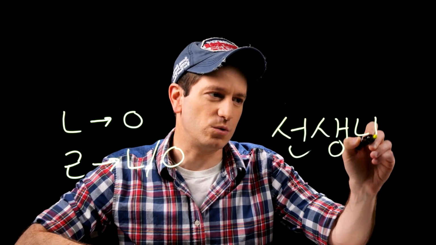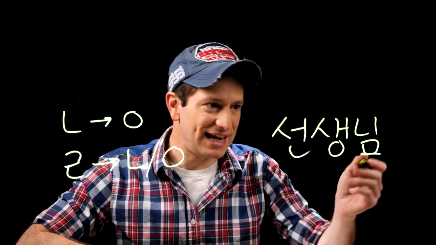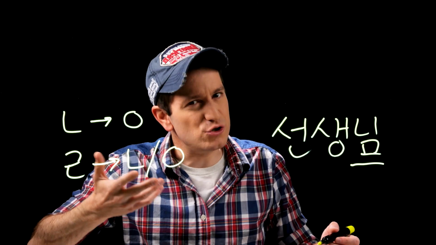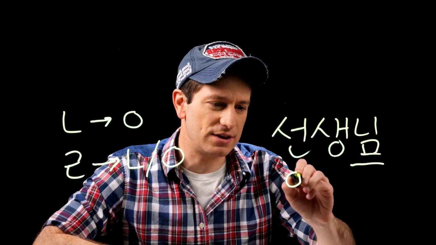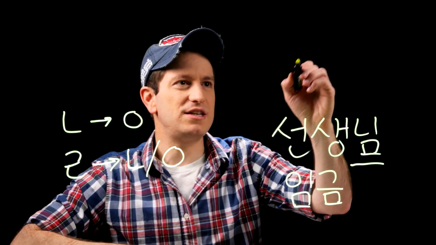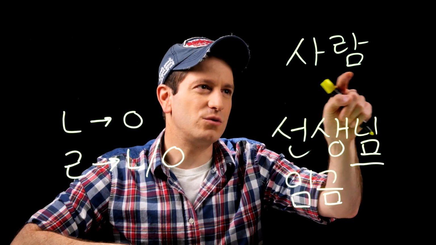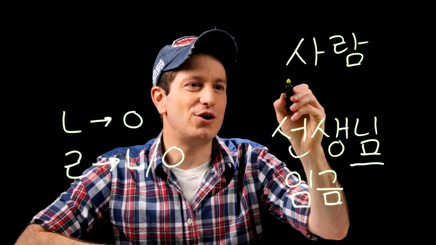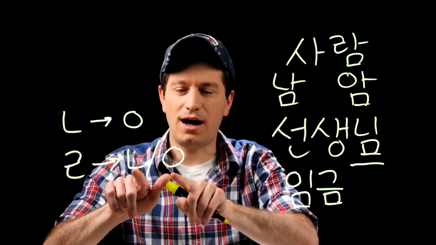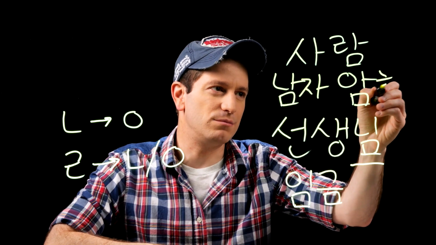If someone uses the word 선생님, the next person does not necessarily have to use a word that starts with 님. They have the option to, and usually will, use a word that starts with 임. So you could use 임금. Or if someone gives the word 사람 for person, you don't have to start a word with 람. You could actually go for a word that either starts with 남 or with 암. So for 남, you could do maybe 남자, and 암, maybe you could do 암호.